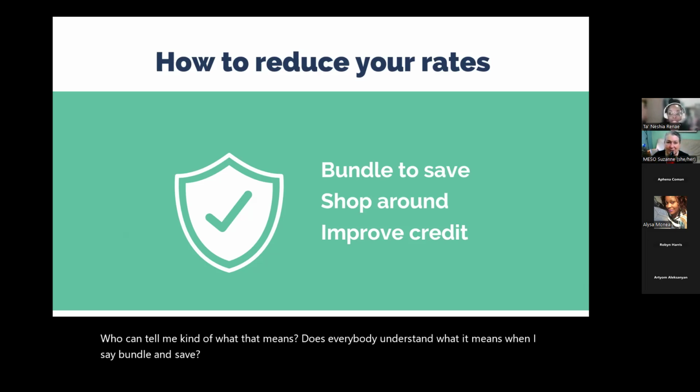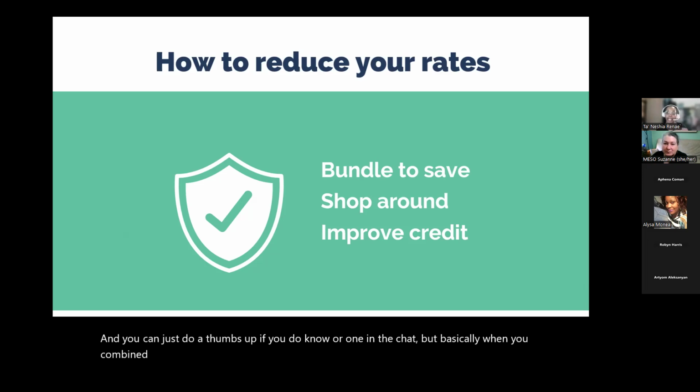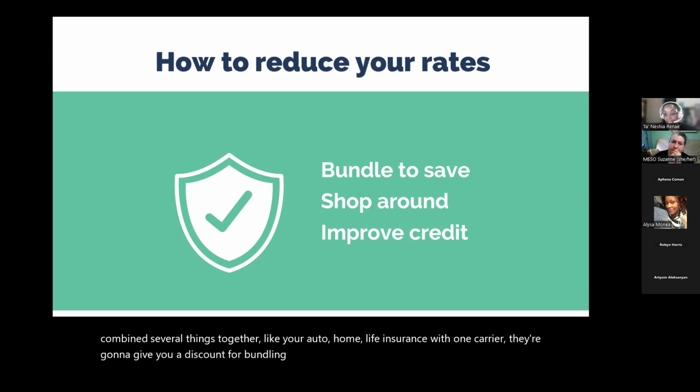And you can just do a thumbs up if you do know, or a one in the chat. But basically, when you combine several things together, like your auto, home, life insurance with one carrier, they're going to give you a discount for bundling the insurances together.